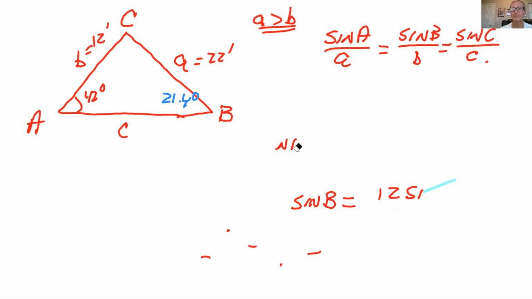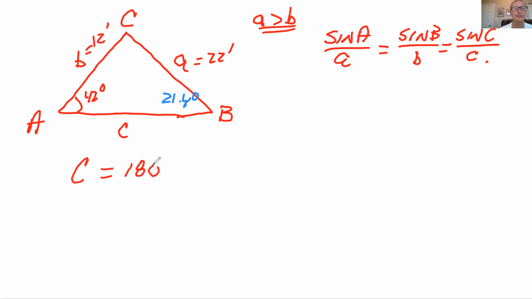So once you have two angles, you don't have to get at your trig thing, right? We just add them all up. So angle C would be 180 minus 42, which is angle A, minus 21.4, which is angle B. And if you did that, we get 116.6. So this would be 116.6 degrees. So then what do we do for the last one?